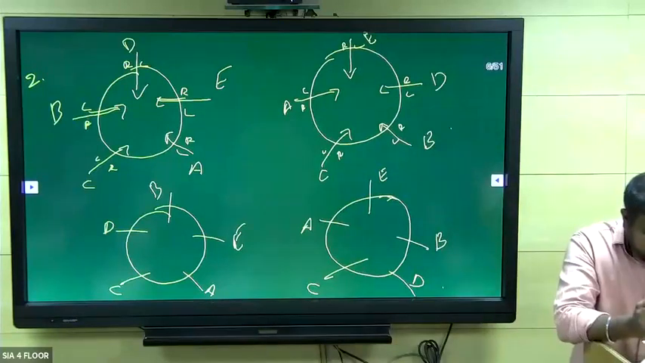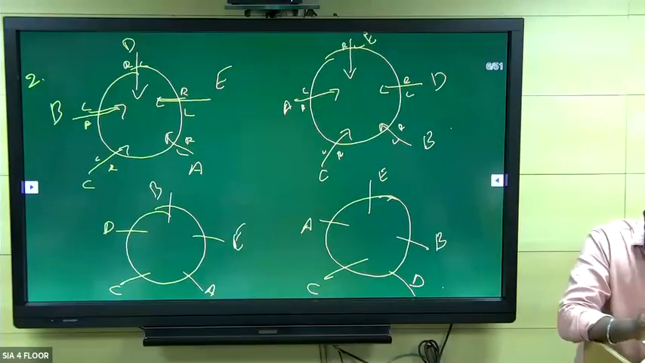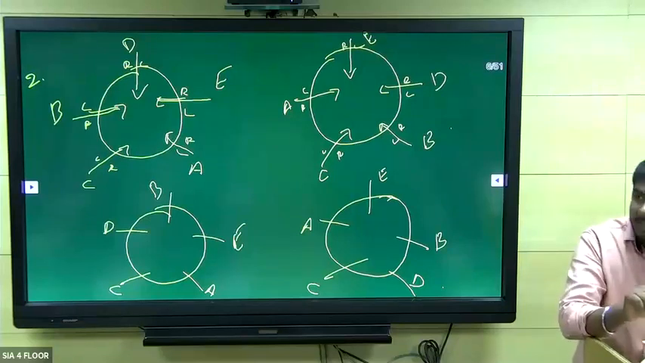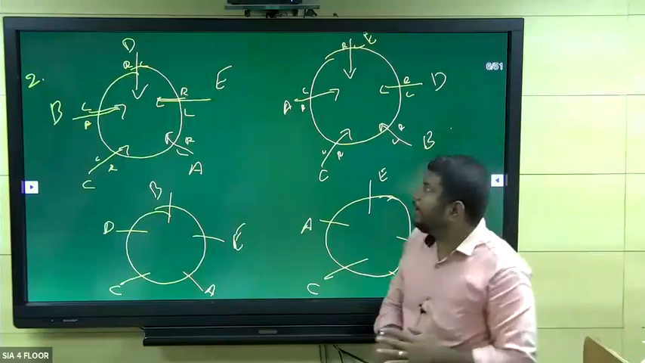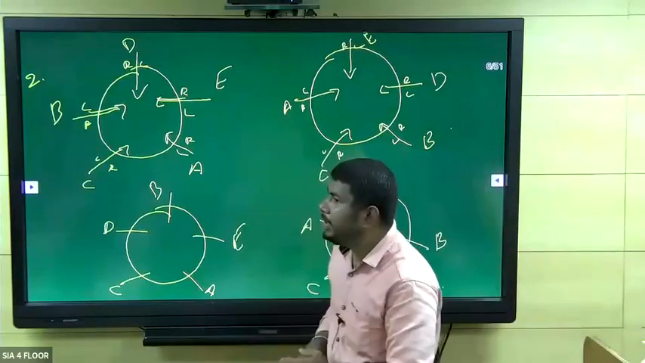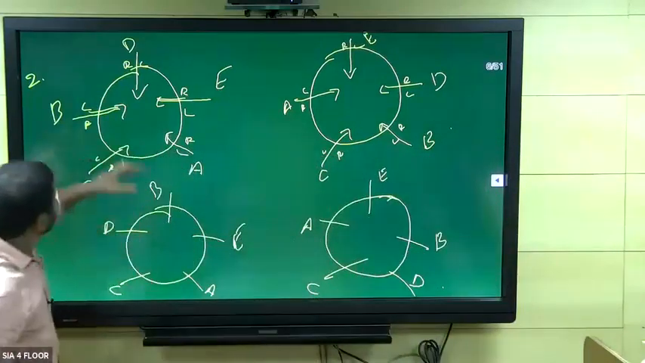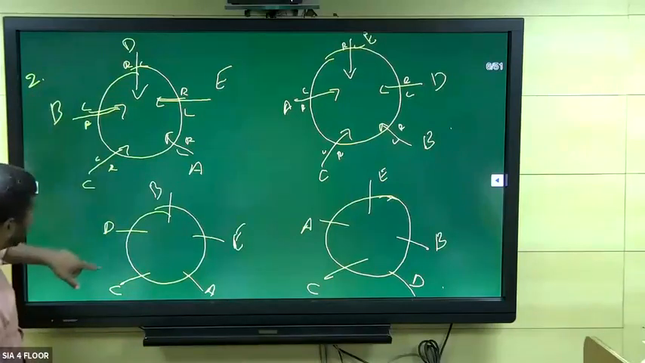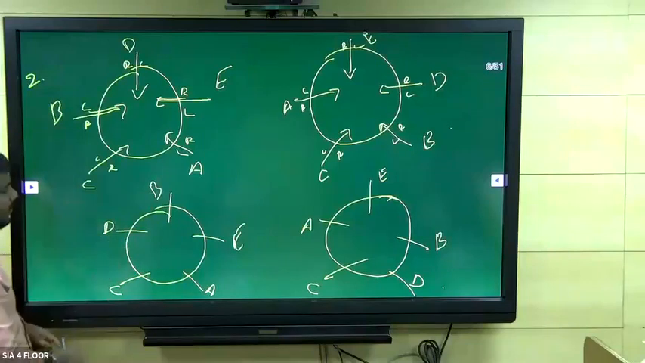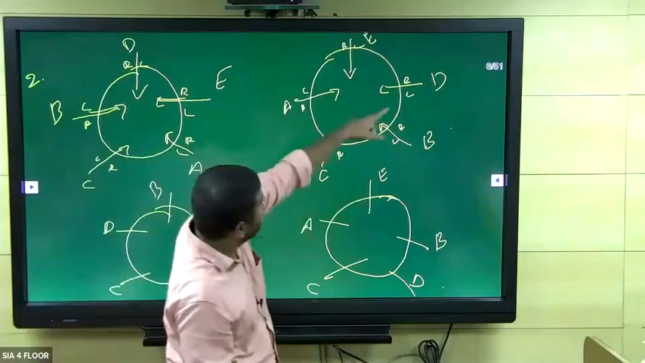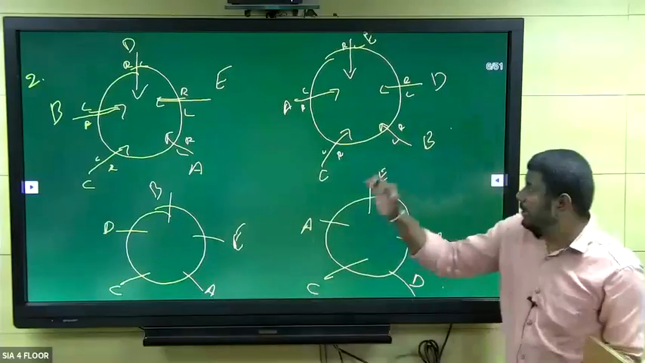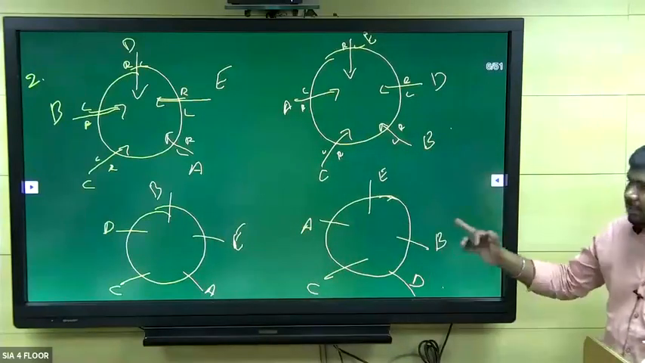On the basis of above information, which of the following must be true? D is seated next to B. Listen here. In the first diagram, D is seated next to B, which is correct. In the second diagram, also D is seated next to B. In the third diagram, yes. So in all the 4 diagrams, it satisfies. D is seated next to B.